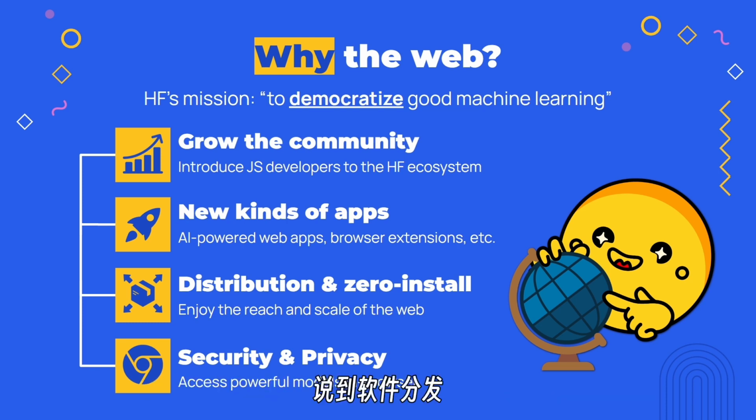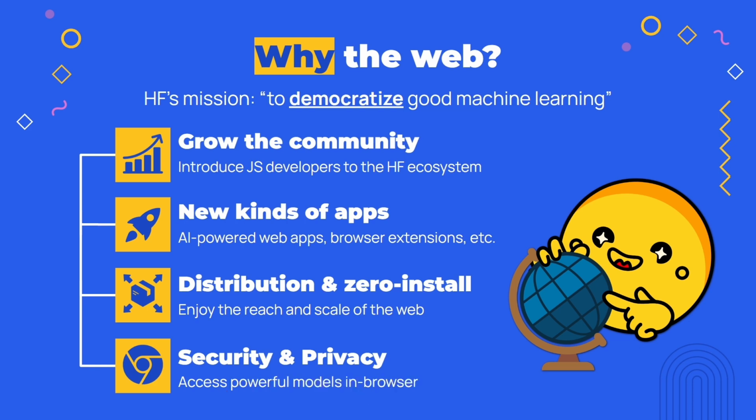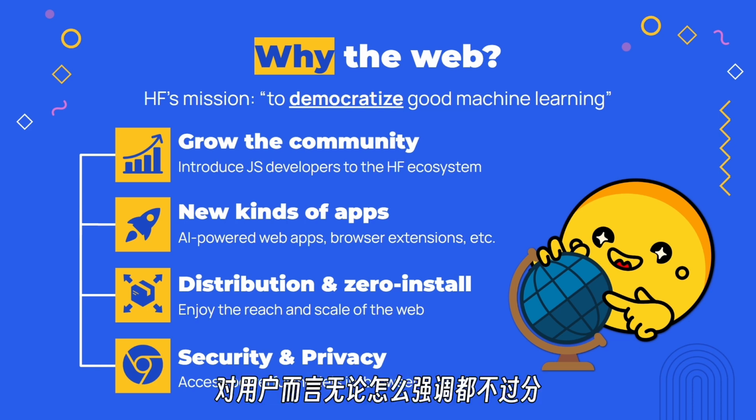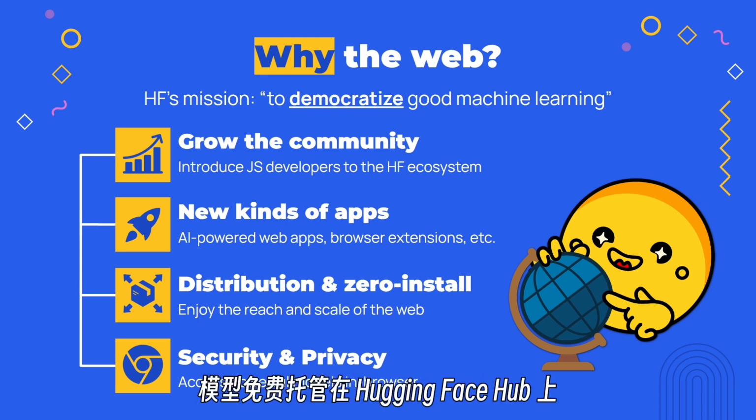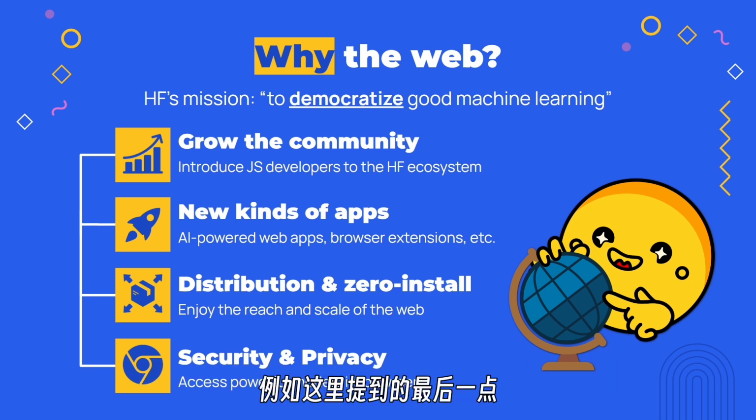When it comes to distribution, you simply cannot beat the web. Every time a new model or application comes out these days, the first thing people ask for is a web demo. The importance of a hassle-free, zero-install way for users to experiment cannot be overstated. Models are hosted for free on the Hugging Face Hub, and devs can deploy a static website using something like GitHub Pages or Hugging Face Spaces, for example.